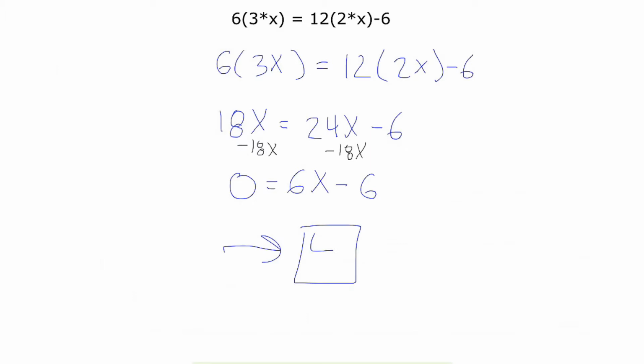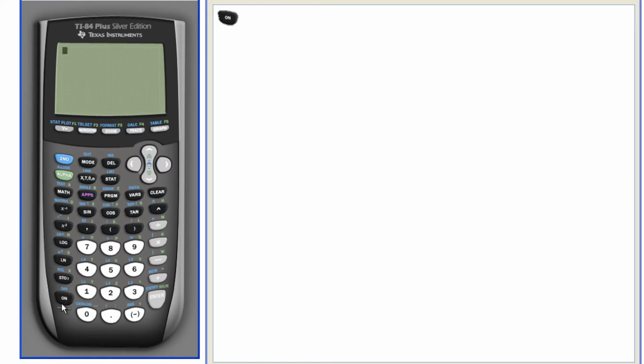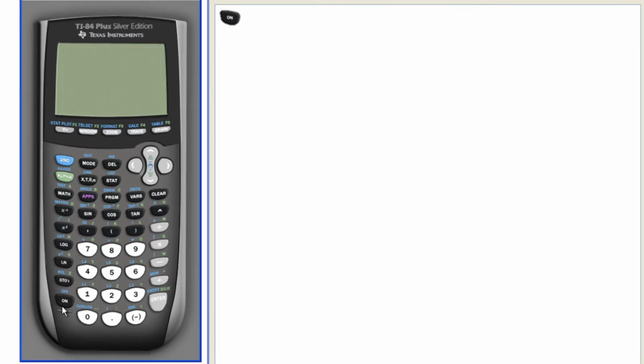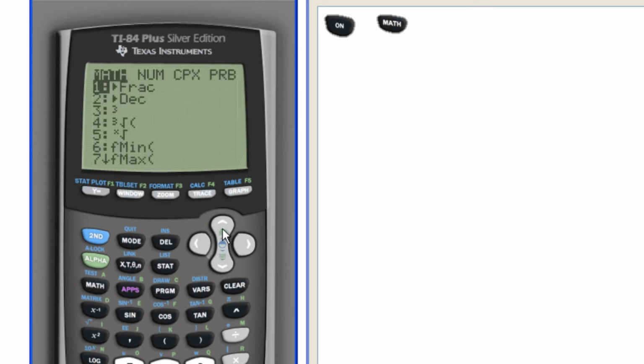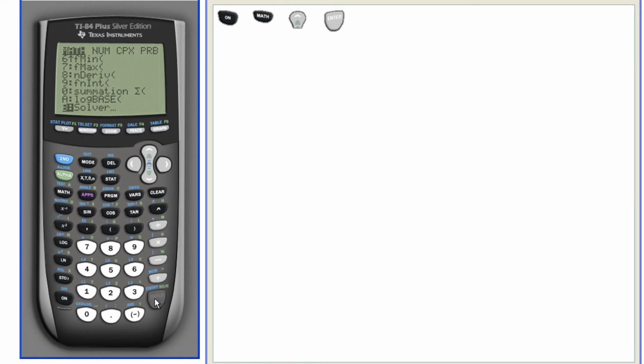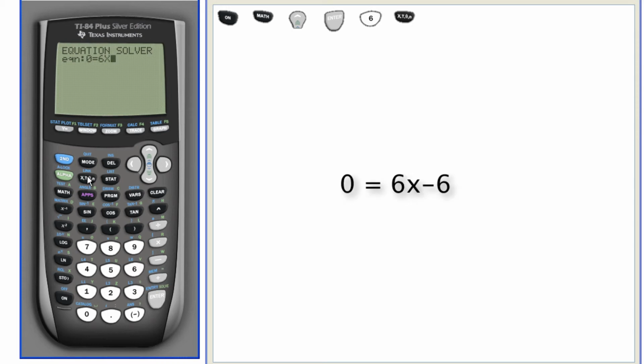So now let's go over to our calculator and plug in this 6x minus 6. Okay, so now that we're on the calculator, I'm just going to go ahead and turn it on, and we're going to go to math, and then you can hit up because it's at the very bottom, solver, or B, and hit enter. So now we have our equation 0 equals, and then if you remember, it was 6x minus 6. So that's all we have to plug in, 6x minus 6, and hit enter. Alright, but we're not done just yet. Now we have to solve the equation.